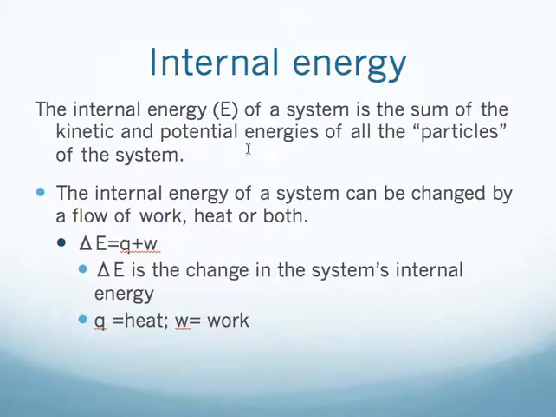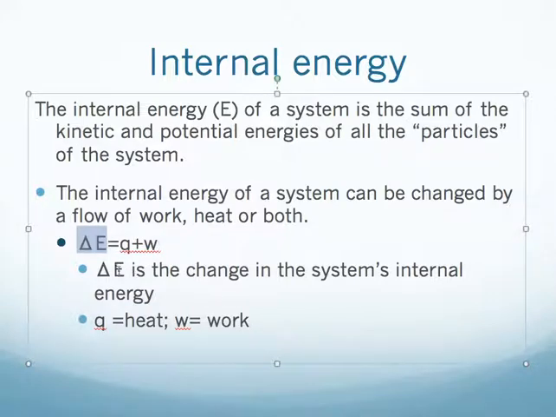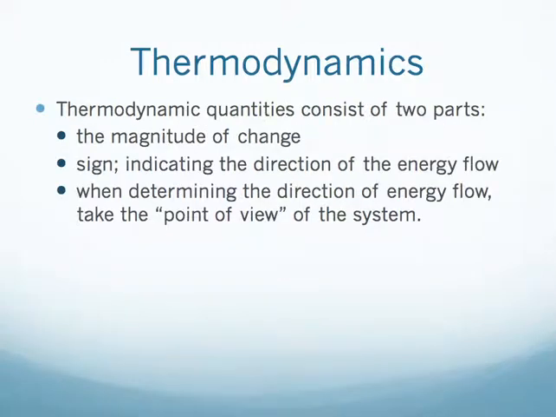And this is going to be a new equation for you. The internal energy of a system is the sum of the kinetic and potential energies of all the particles. Hopefully that makes sense. If we can break energy into potential and kinetic, we can add those up and get the overall energy. So internal energy, it's shown here as delta E equals Q plus W. Change in E is the change in internal systems energy. And we also have Q is heat. If you remember Q-SMAT from last year, Q is heat and W is work.